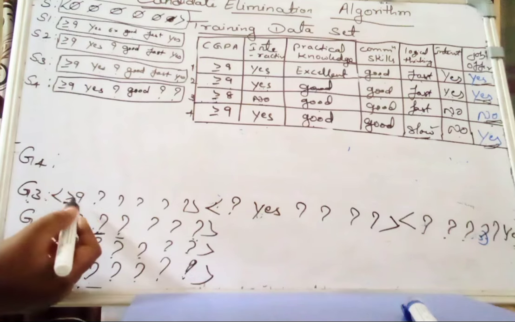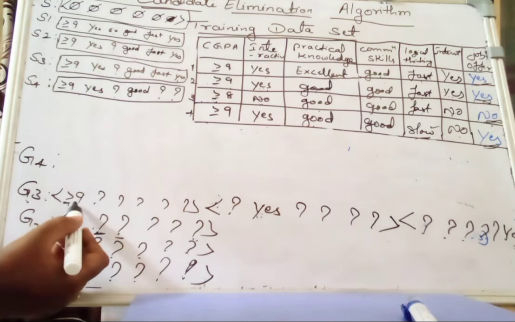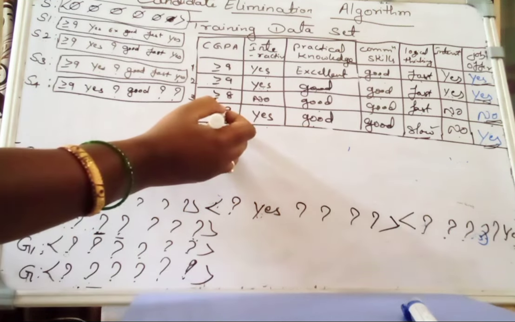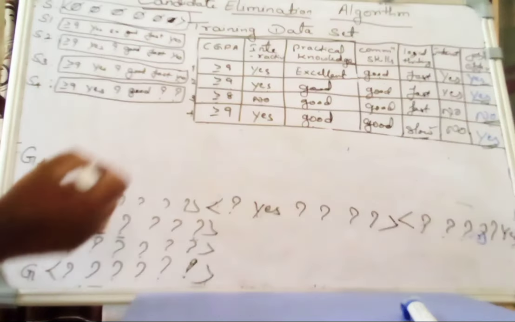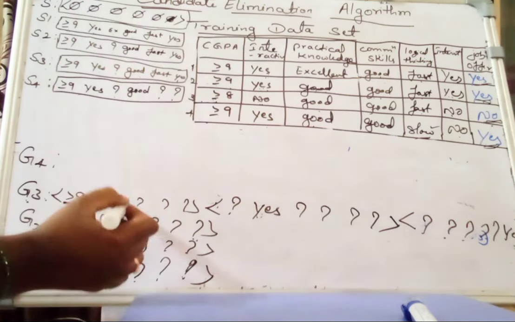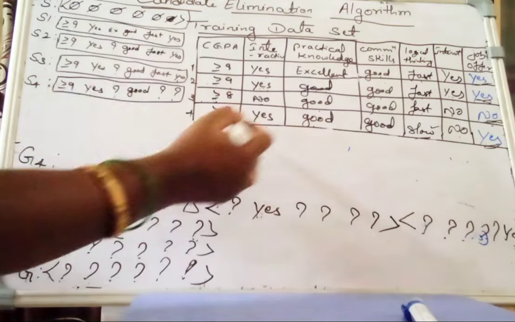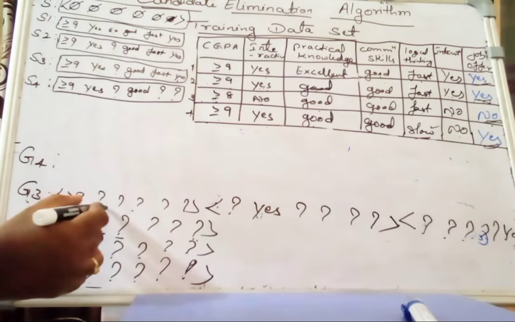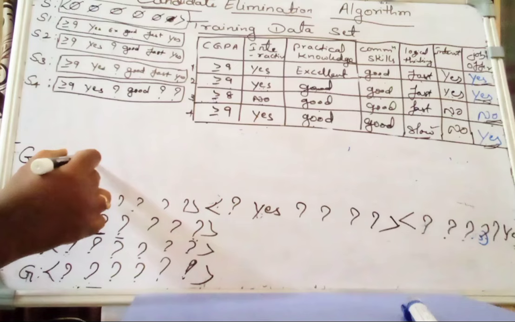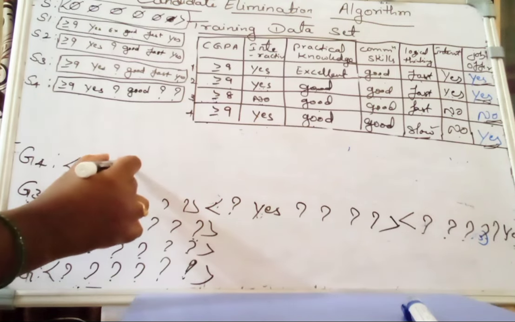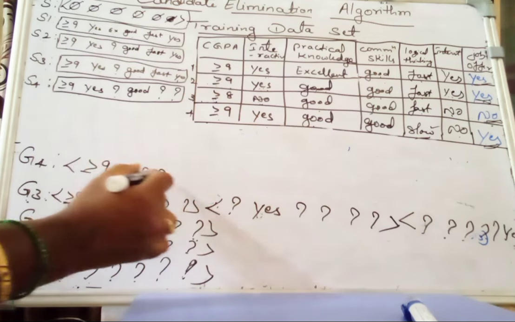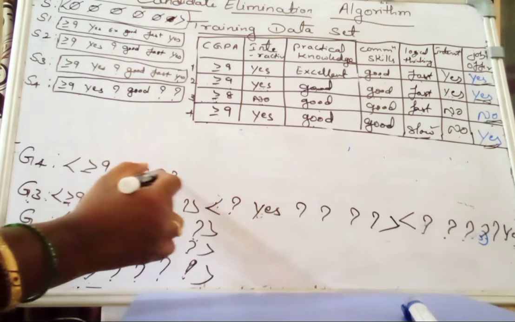Now if I see my G3 here, I have greater than or equal to 9, and here also I have greater than or equal to 9. So this same hypothesis will satisfy even my fourth instance also. So I will copy this hypothesis for my G4 also. Greater than or equal to 9 followed by question marks is satisfying, so I am copying it.